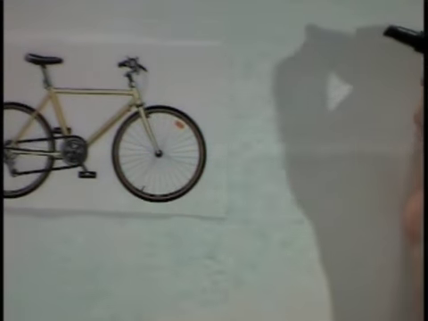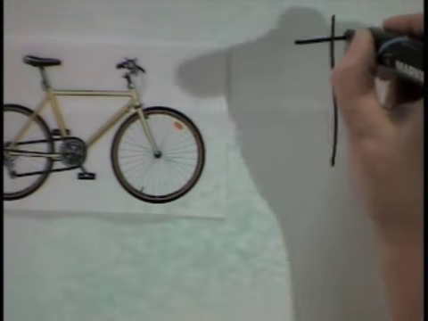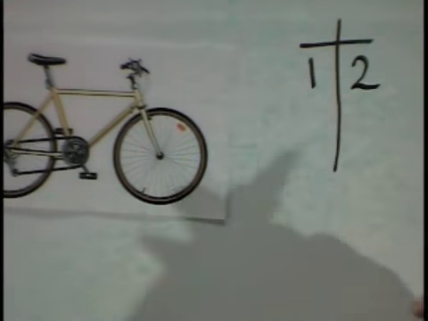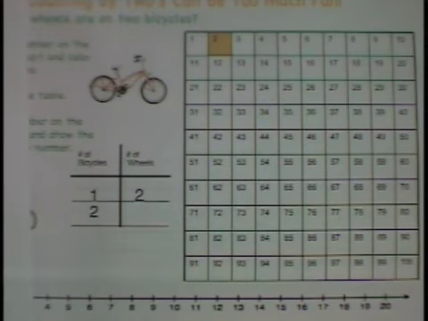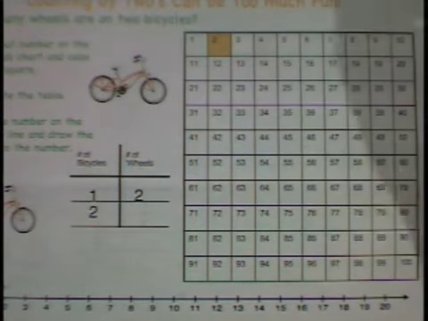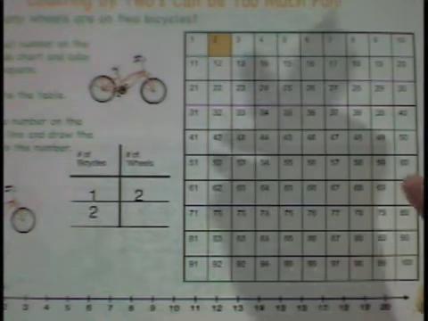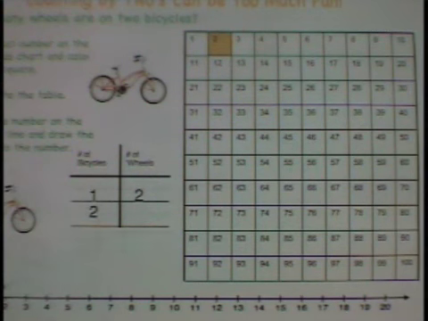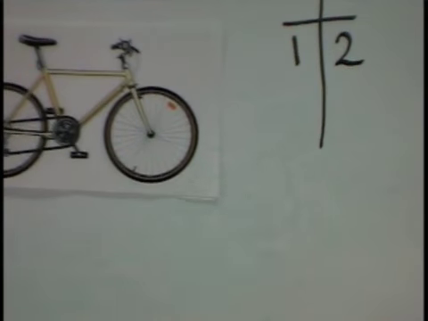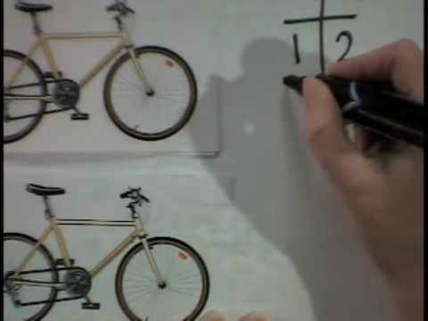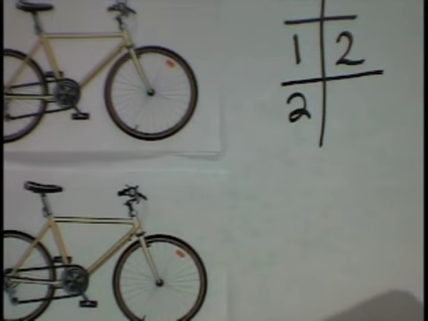If we look at the bicycle wheels, we ask, how many wheels are on one bicycle? To use the T-table chart, we would say one bicycle has 2 wheels. We would also want to look at where that is on the hundreds chart. Oh, it's already highlighted for us. One bicycle has 2 wheels, so we can also count to 2. Then we would ask, okay, if one bicycle has 2 wheels, how many wheels are on 2 bicycles?